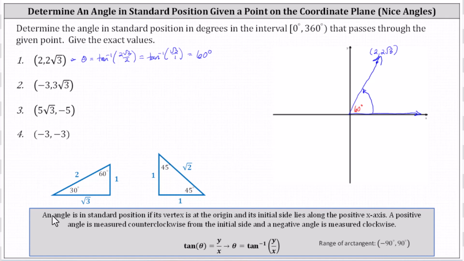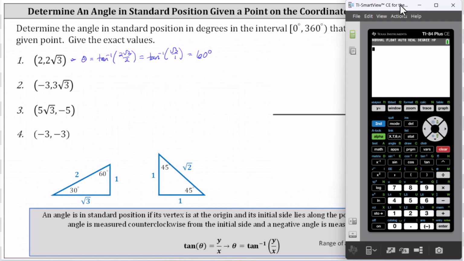Going to the calculator, the first step is to verify the calculator is in degree mode. If I press mode, notice in the third row, degree is highlighted. Going back to the home screen, we now press inverse tangent, which is second tangent, and then √3 divided by 1. We can just enter √3 by pressing second x squared, 3, right arrow, close parenthesis, and enter. And we do get 60 degrees.